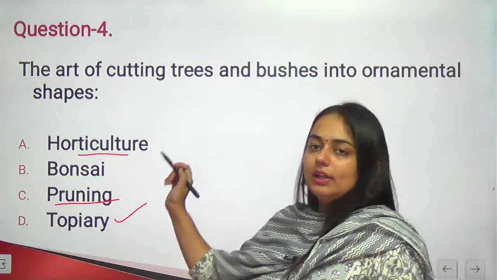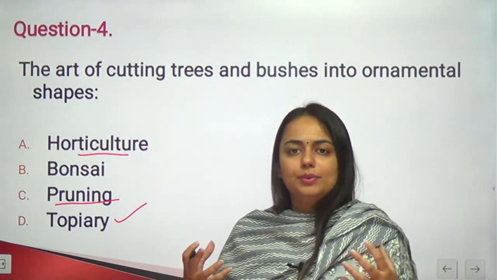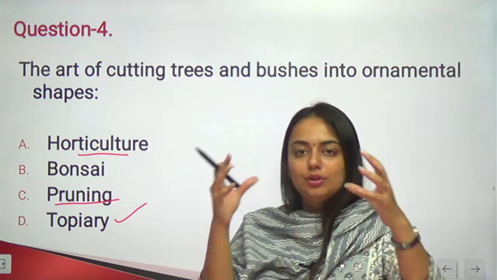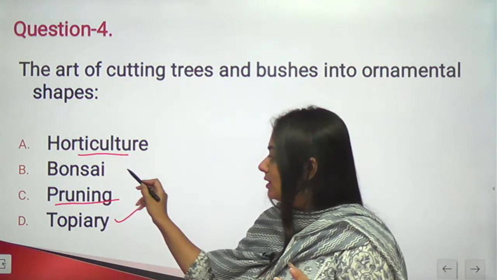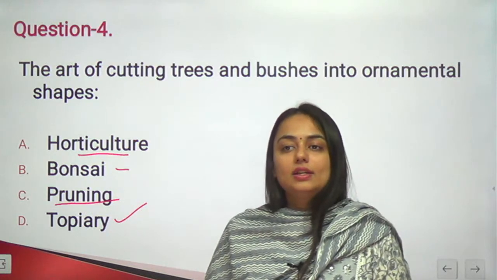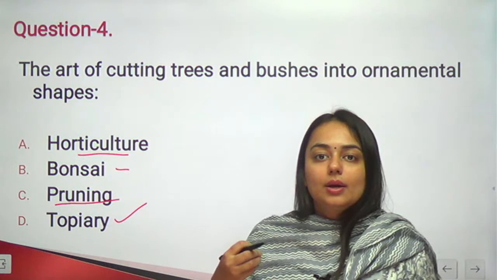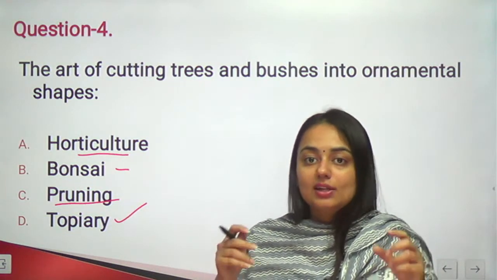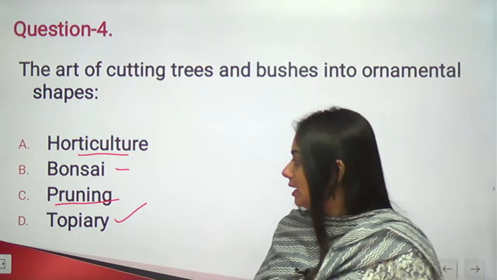So horticulture is growing different types of flowers or vegetables or something like that. It is not about cutting or decorating them into different shapes. Bonsai and topiary are close contenders here, but bonsai is a hobby or an interest or an act of growing plants into decorative or ornamental style. It's not about cutting, it's growing a plant into a particular shape you want. That is what bonsai is.